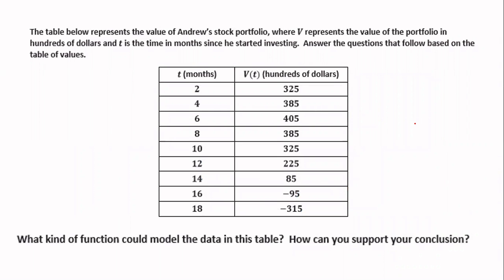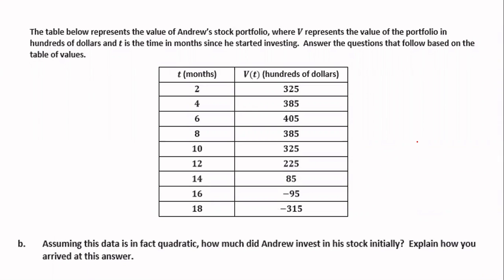So, the table, Andrew's stock, and so on. What kind of function could model this data? Well, if I look at it, it looks like it goes up and then goes back down. So quadratic.